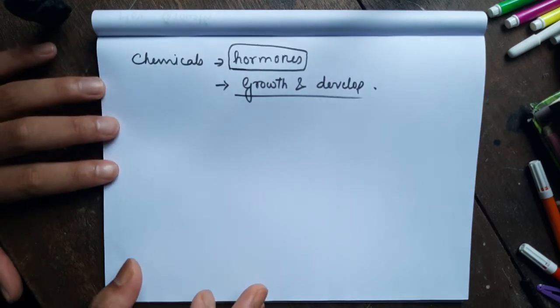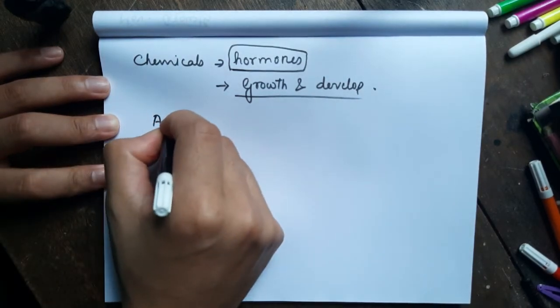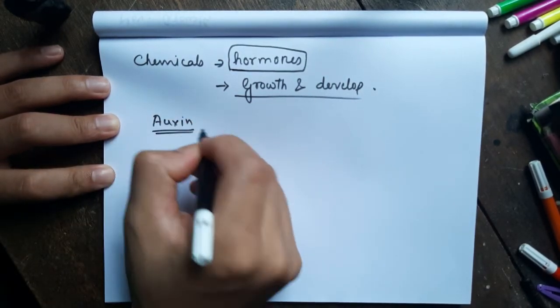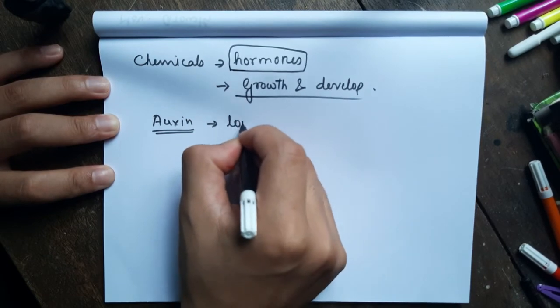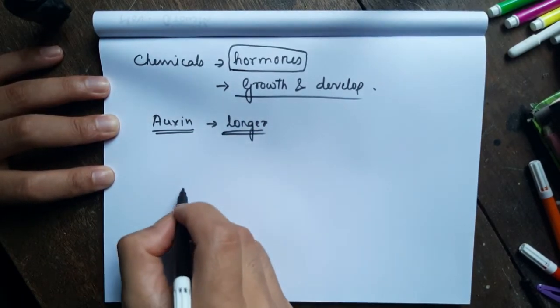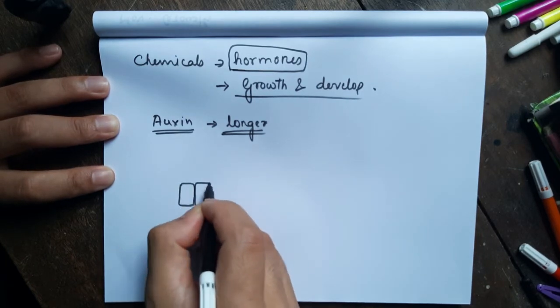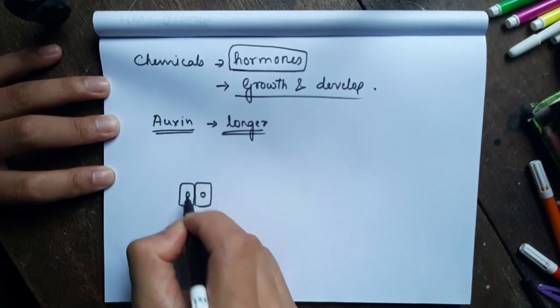So let us understand auxin and abscisic acid. Auxin makes the cells grow longer. So let us say this is a new tree just coming up. This is the tip, very on the top.